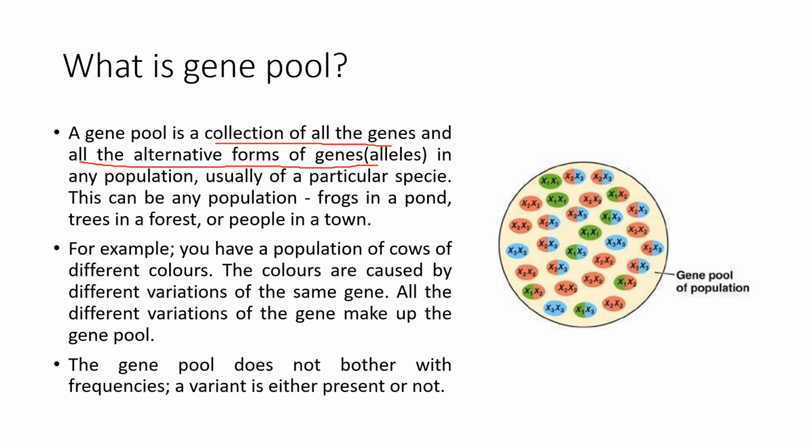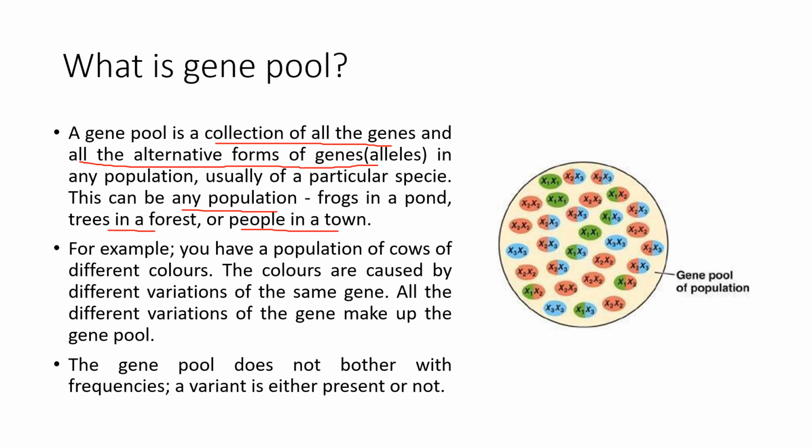So a gene pool is a collection of all genes and all the alleles in any population, usually a particular species. This can be in any population. For example, over here we have given the example of frogs in ponds, trees in a forest, or people in a town. They have different genes, so the collection of all those genes is the gene pool.